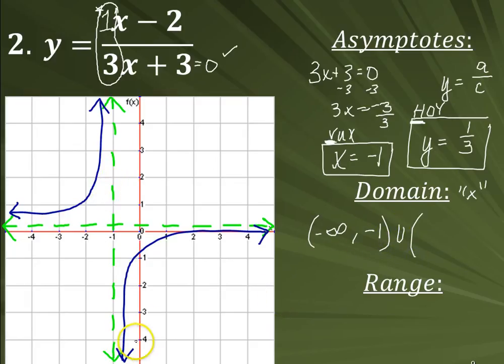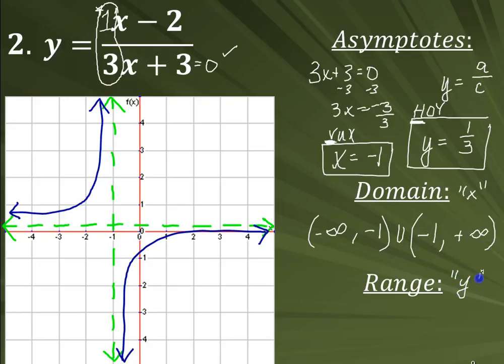Then when I look at my second branch down here, I'm never going to cross this asymptote. So again, where's this one starting? This one's starting at -1, and then it's going to keep going to the right. And is it ever going to stop? No. So that second branch starts at -1 and keeps going to positive infinity.